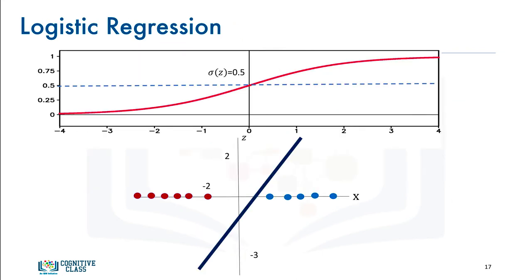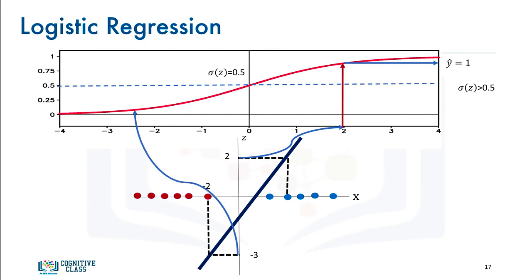So let's try our same value. We plug in a value of 3. We plug it into the line. The value of z is 2. We pass it through the sigmoid function, and if it's greater than 0.5, we return a 1. For the second class, we use a value of negative 2. We plug it into the equation of the line. We get a value of negative 3. We pass it through the sigmoid function, and we get a value for y equals 0.